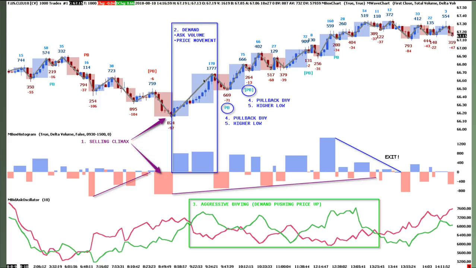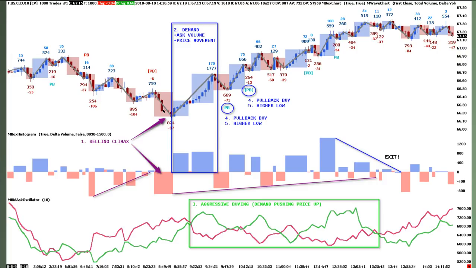And as I mentioned before about climax, usually you've got to look at some other points before you can determine it is a climax, right? And so this demand here, we see that demand came in volume, ask volume, and in price movement. Therefore, we can look at this movement down and conclude that this here was a climax.